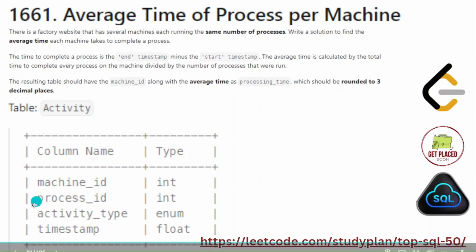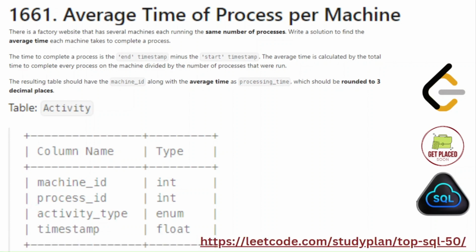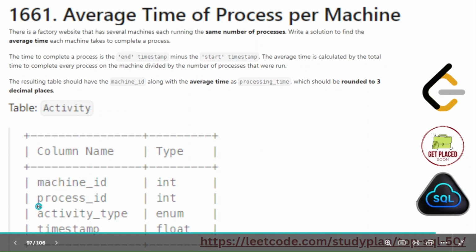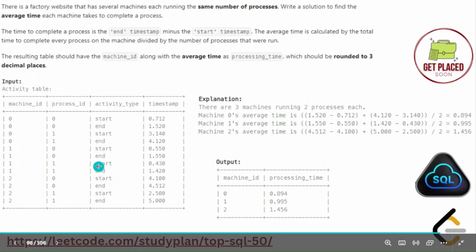We have one more column, that is activity type, which gives the information on start process or end process, whether the process is starting or ending. The timestamp will also be mentioned based on the column. If it is start, then the timestamp will be the start timestamp. If it is end activity type, then it will be the end timestamp. You can see it here.